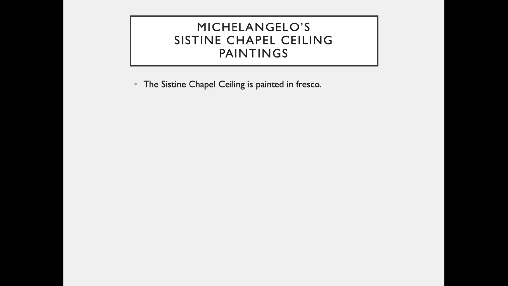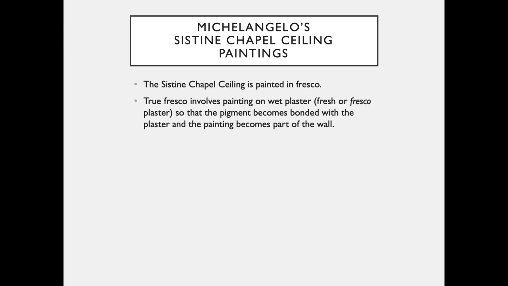The Sistine Chapel ceiling is painted in fresco. True fresco involves painting on wet plaster, which is fresh or fresco plaster, so that the pigment becomes bonded with the plaster and the painting becomes part of the wall. And you might remember in Leonardo's The Last Supper, he used an experimental technique that did not work well, and that's why that painting is so deteriorated.